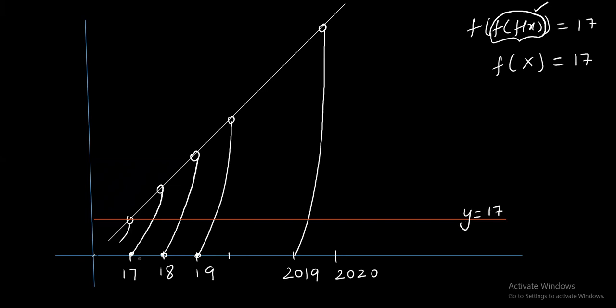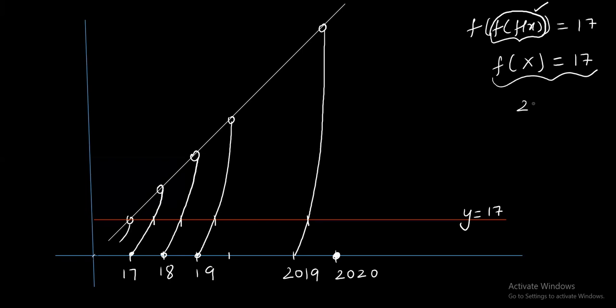You can see that between 17 to 18, you have 1 point of intersection. 18 to 19, we have another point of intersection. Every unit length interval between two consecutive integers, I keep getting one solution, right? I keep getting one solution between every two consecutive integers. So can we count how many solutions are we getting for f(x) = 17?